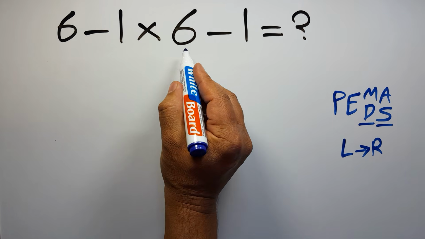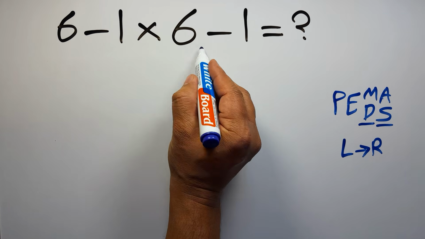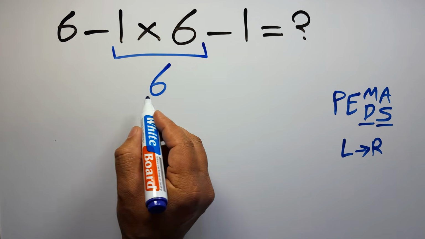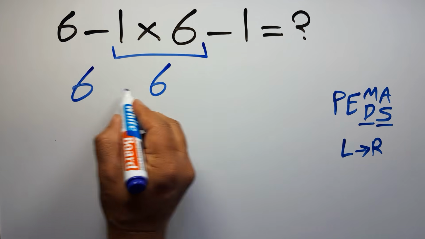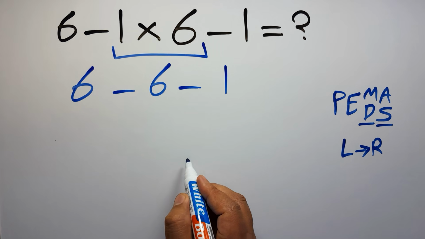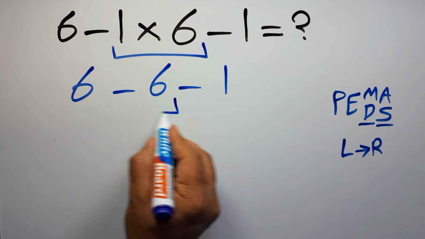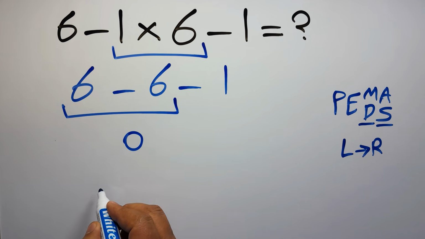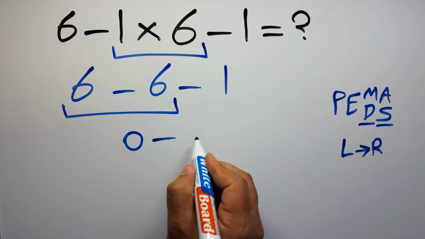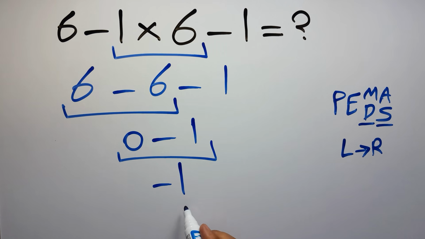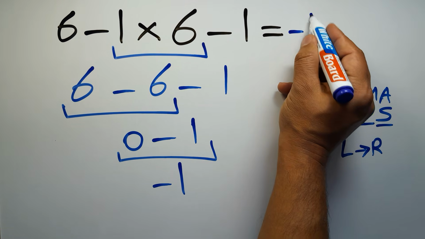So first we have to do this multiplication. 1 times 6 gives us 6. So we have 6 minus 6 minus 1. Now we have to do this subtraction. 6 minus 6 equals 0. So we have 0 minus 1, which equals negative 1. And this is our final answer to this problem. The correct answer is negative 1.